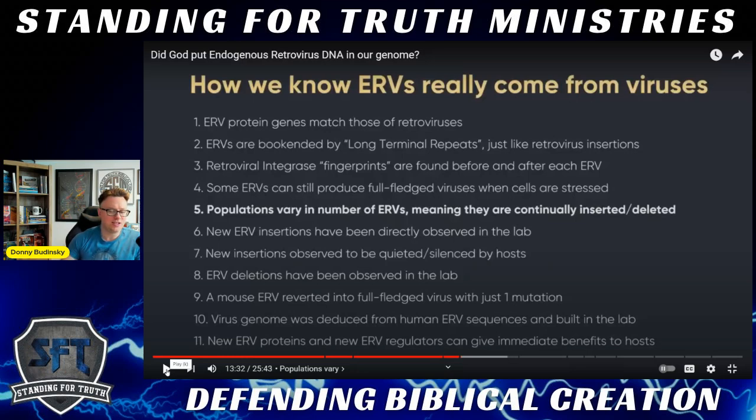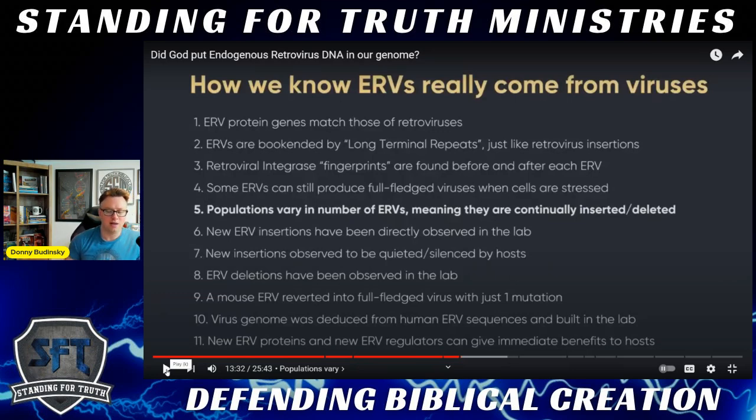Okay. And then he says, number 3, retroviral integrase fingerprints are found before and after each ERV. These same fingerprints that we find all throughout the genome, okay, integrase fingerprints, these various signatures, they can occur and do occur for internal reasons. So that doesn't work. 4, some ERVs can still produce full-fledged viruses when cells are stressed. Yes, this is a confirmed prediction or expectation of the escapee hypothesis that retroviruses, harmful viruses, have originated from host genes, host genomes. So number 5, let's see here.